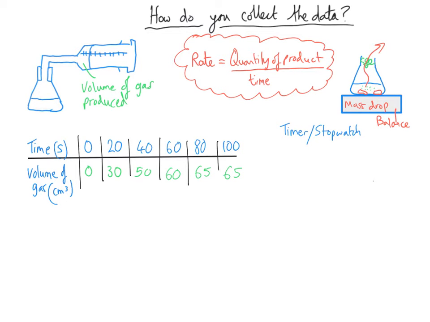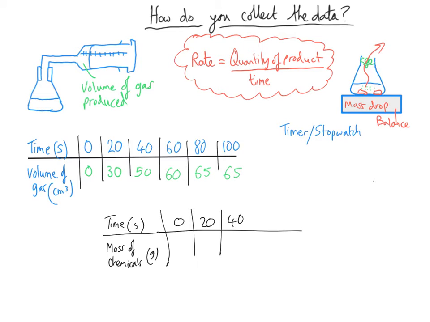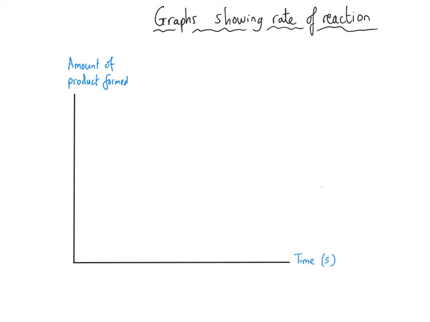If you'd been measuring the mass drop, you'd get something really, really similar, except of course you would be measuring not volume, but the mass of the chemicals. So you'd still have time and you'd have mass of your chemicals in grams, and then you'd expect the same sort of pattern. Measure the mass every 20 seconds or so, and you would expect this mass to go down in a similar sort of pattern to the previous experiment. But obviously the numbers are going down this time instead of going up.